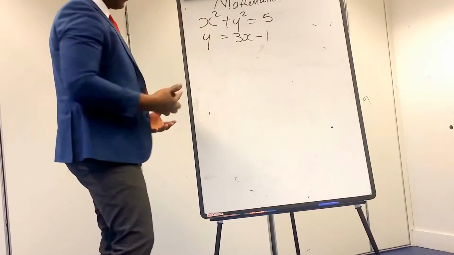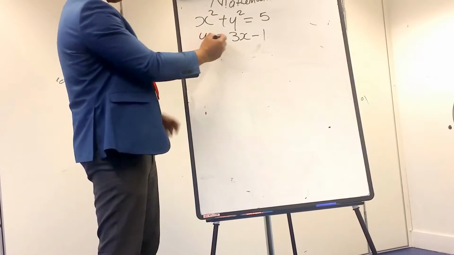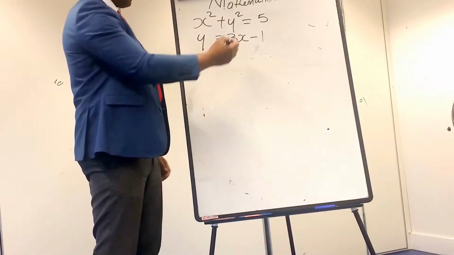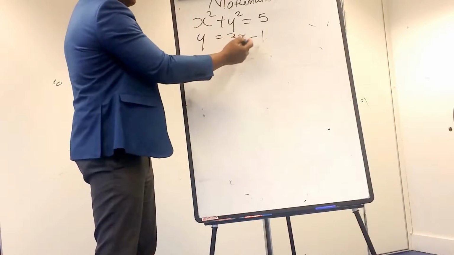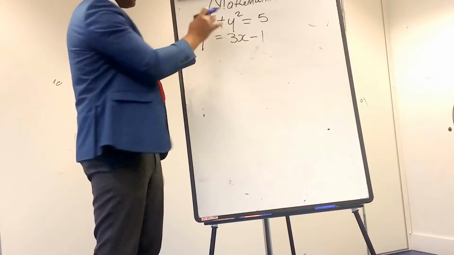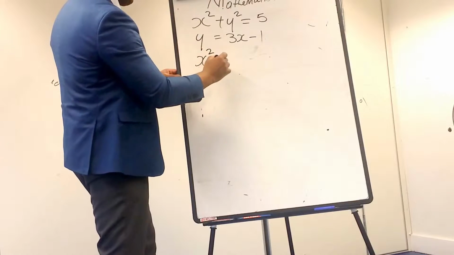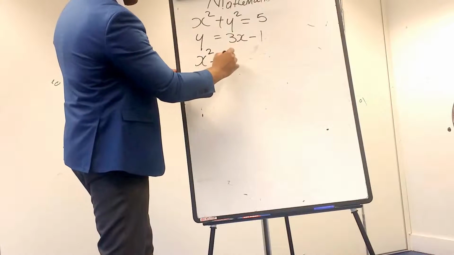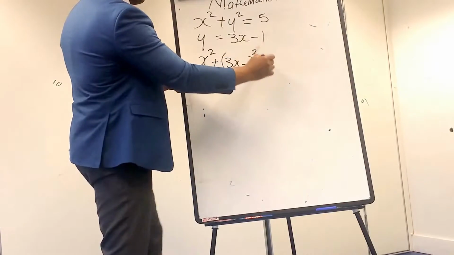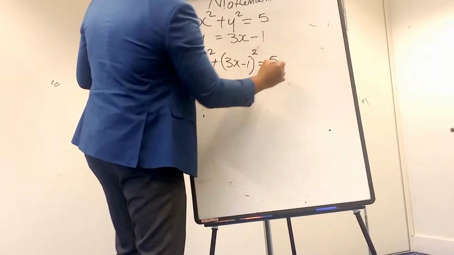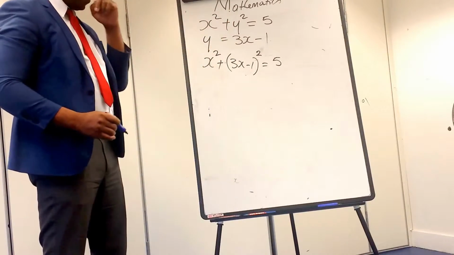Okay, so this time we are going to use the method of substitution because y is equal to 3x minus 1. Where we have y in this equation, we can substitute this value such that we will have only one unknown in our equation. So we're going to have x squared plus (3x minus 1) squared, and that is equal to 5. So we have got rid of the y from the equation.